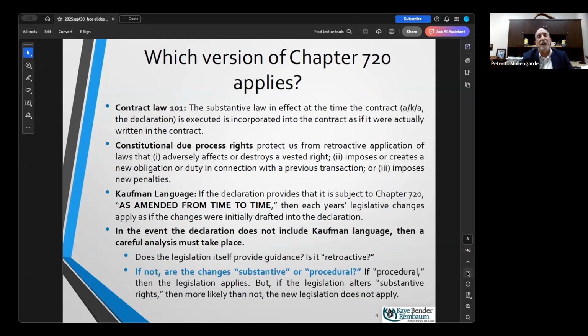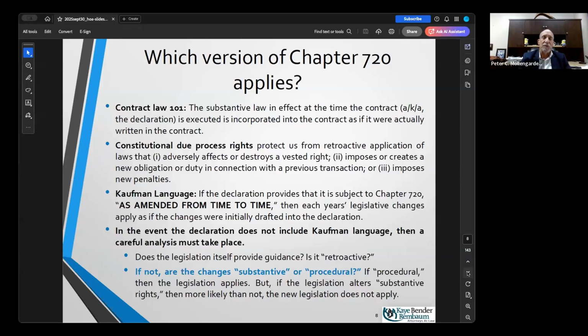Okay, the next topic is what version of Chapter 720 applies, because currently there is Chapter 720, which is the Florida Homeowners Association Act. And we're going to talk a little bit about Kaufman language. It gets a little complicated, so I'll try to make this as simple as possible. Basically, the substantive law in effect at the time that a contract is entered into, and your documents are a contract, is the law that governs that particular contract, or in your case, governs the association.